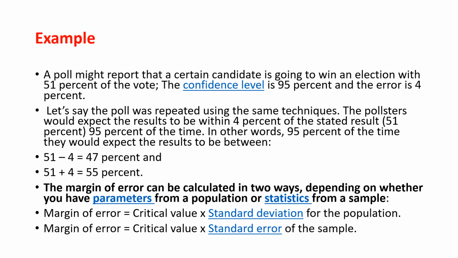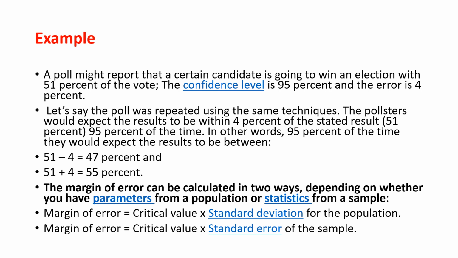Now let's try to understand this in terms of an example. Suppose a poll reports that a certain candidate is going to win an election with 51% of the vote. And they say the confidence level is 95% and the margin of error is 4%. So what do they mean by that?